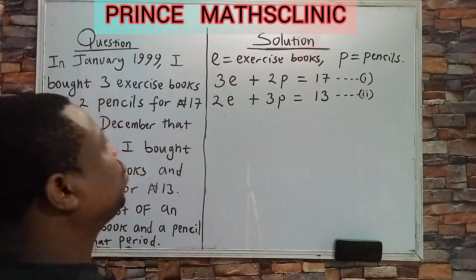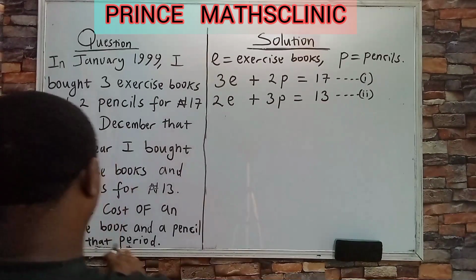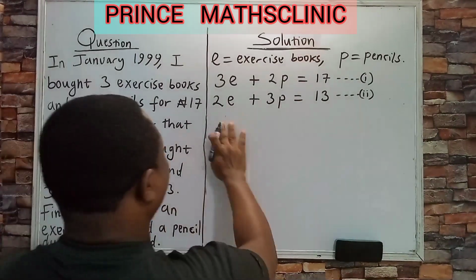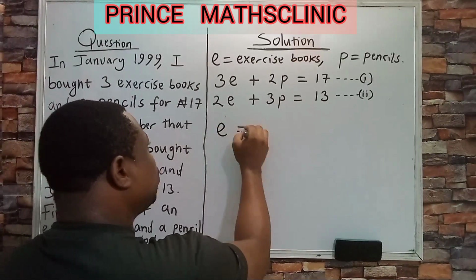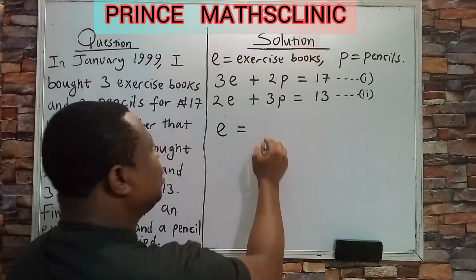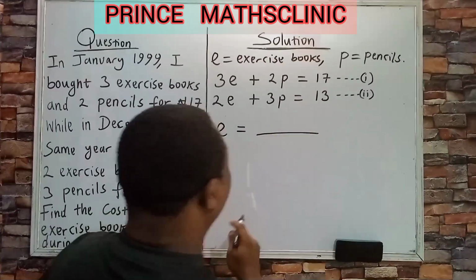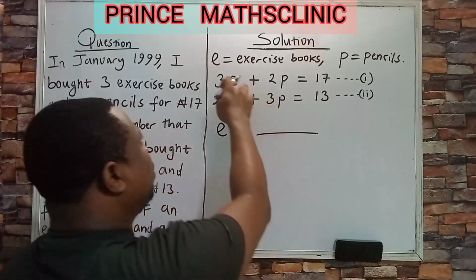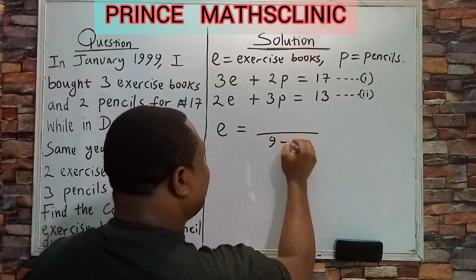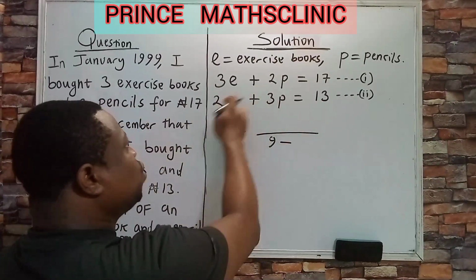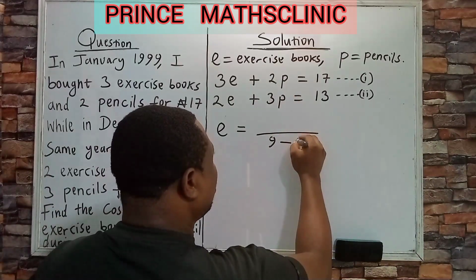So here is what I want to do. Now, to find the cost of the exercise book E, let's look for the cost of exercise book E. I'm going to put E equals to, now watch what I'm going to do. Now, in the denominator, I'm going to take this 3, multiply this 3. 3 times 3 gives us what? 9. Minus. Then I'm going to take this 2, multiply this 2. I'm going to get what?